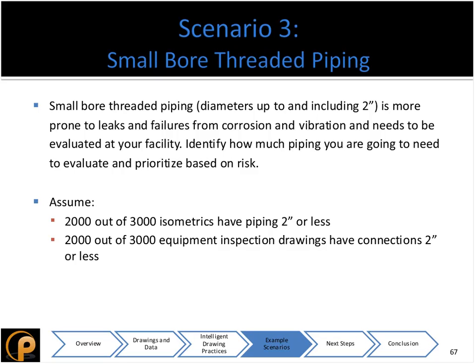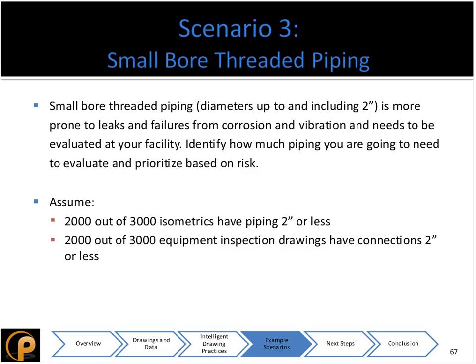So identify how much piping you're going to need to evaluate and prioritize that based on the risk. So the basis here, we're going to use isometrics. So we'll say 2,000 out of 3,000 of your facility isometrics have piping that's 2 inches or less, and the same for your equipment inspection drawings.